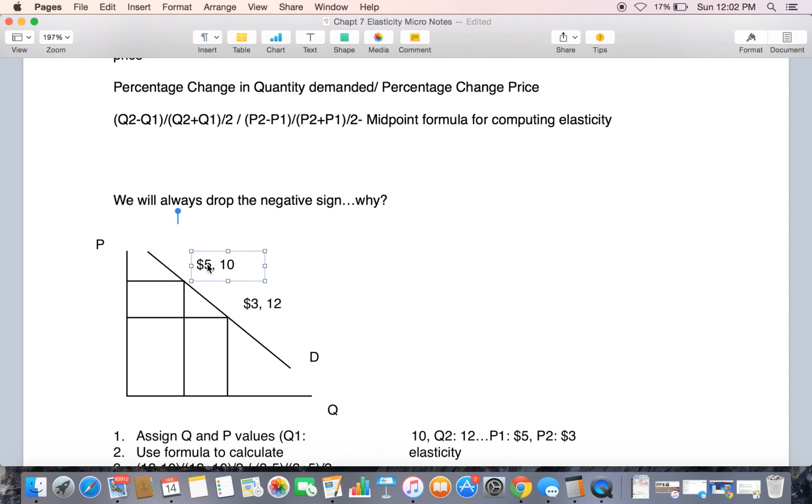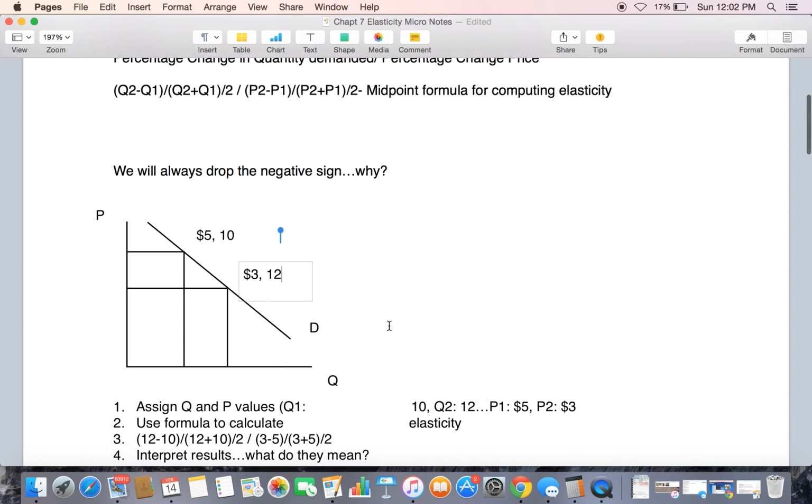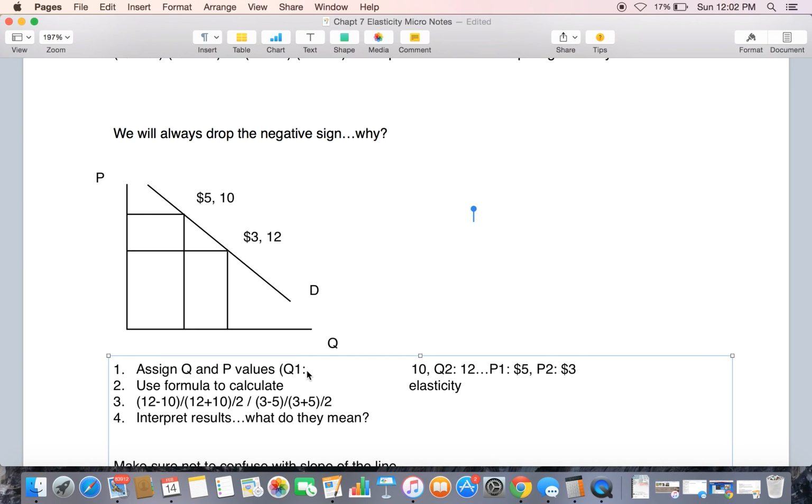So at a price of $5, we know that 10 units are demanded. But at a price of $3, we see that 12 units are demanded. So more units are demanded at a lower price, which corresponds to the law of demand. So the first thing we want to do is assign Q and P values. When we do that, that'll help us keep everything straight when we are calculating our elasticity. So I've done that.